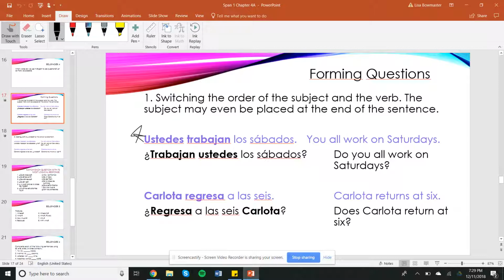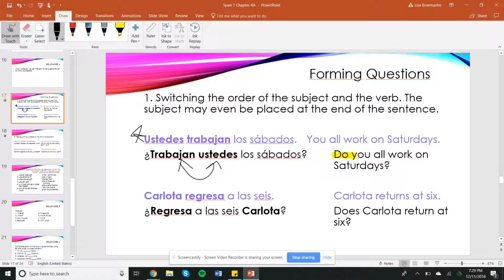So here's the statement. Ustedes trabajan los sábados. You all work on Saturdays. That's not a question yet. But when we want to make it a question, we now flip-flop trabajan and ustedes. Now we use it after the verb. Trabajan ustedes los sábados. Do you all work on Saturdays? So by flip-flopping, I get that implied word do. I don't need a special word for do. It's just implied. So I'm really asking, you all work Saturdays?